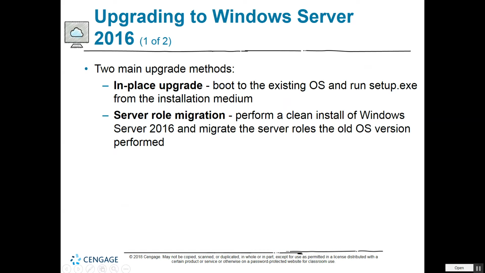Now we've got two main upgrade methods. We can do an in-place upgrade or a server role migration. Now an in-place upgrade, you boot to the existing OS and run setup.exe from the installation medium. The server role migration, you perform a clean install of Windows 2016 and migrate the server roles from the old OS version, whatever they had, whatever roles they were performing.